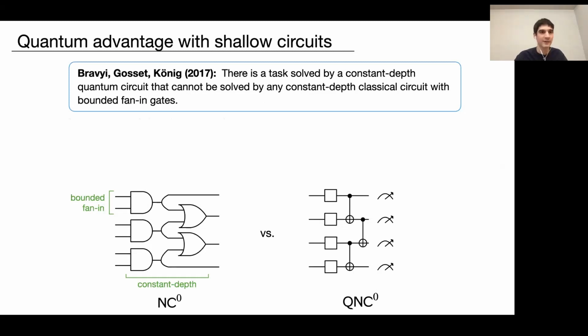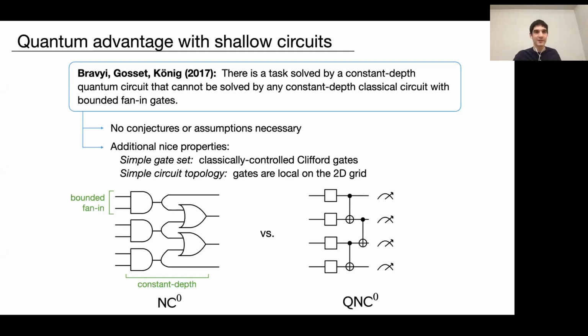In the parlance of complexity theory, this is a separation between the classical class NC0 and the quantum class QNC0. And it's worth emphasizing that this is just a separation, full stop. No conjectures or assumptions are necessary to prove this result. There's just this task in QNC0 that you can do that can't be done with an NC0 circuit, which is fairly remarkable. And in fact, there are some additional nice properties about this problem. It has a very simple gate set: just classically controlled Clifford gates. And these classically controlled Clifford gates are local on a 2D grid. So there's also a nice simple circuit topology as well.